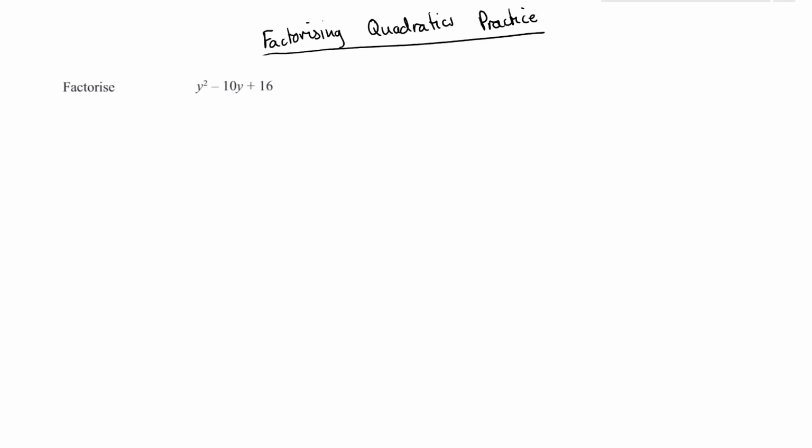Hello, and welcome to this video where we're going to practice factorizing some quadratic expressions. First of all, we have y squared minus 10y plus 16, and they want us to just factorize this. So we've said we want to find things that multiply to get the number at the end, which is 16, and that add to get the number in the middle, which is minus 10.